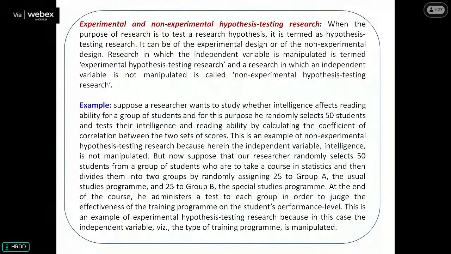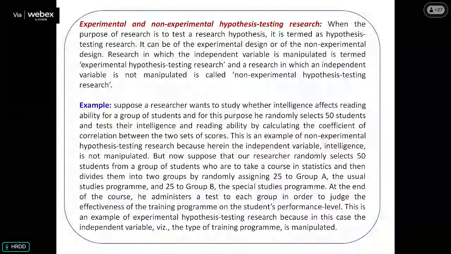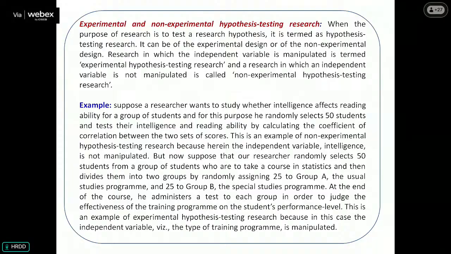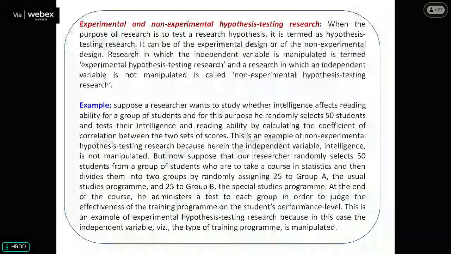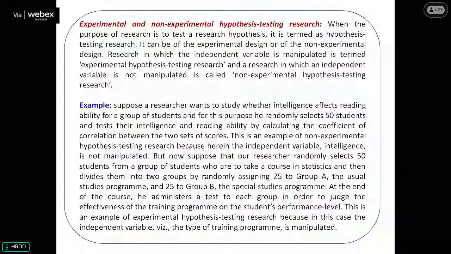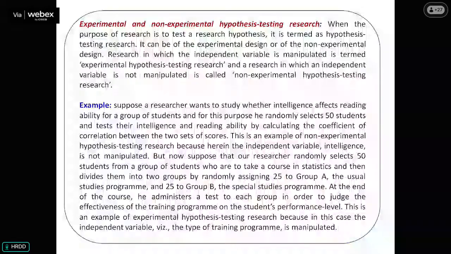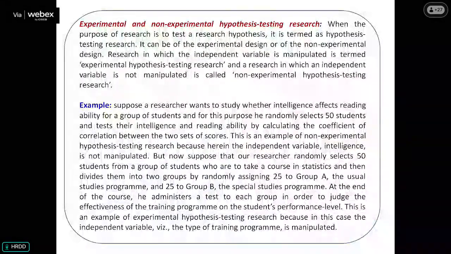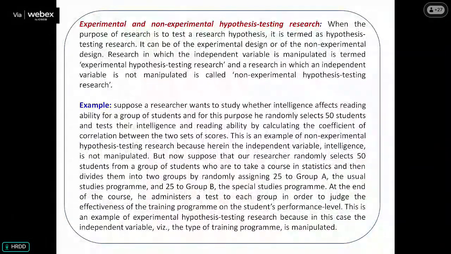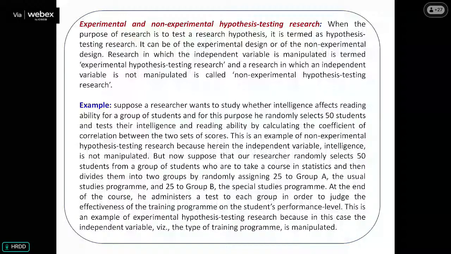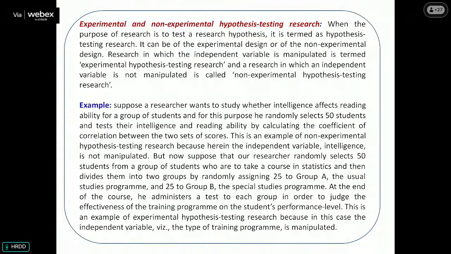This is an example of experimental hypothesis testing research, because in this case the independent variable, the type of training program, is manipulated. So here we are doing research methodology classes. Suppose after lunch we are taking research methodology, and suppose there is another class doing chemistry, so the chemistry students go and attend just inorganic chemistry classes. Now you do testing, but here the independent variable is varying, because the training program is varying.